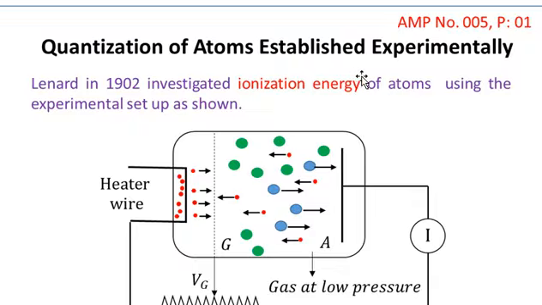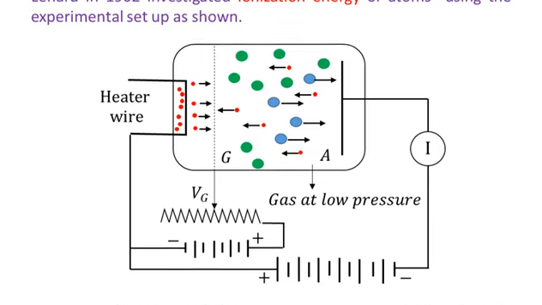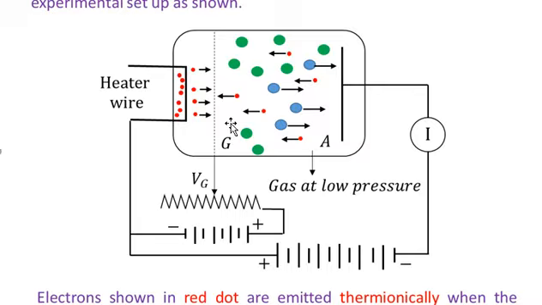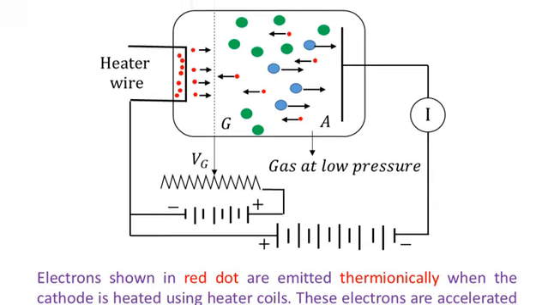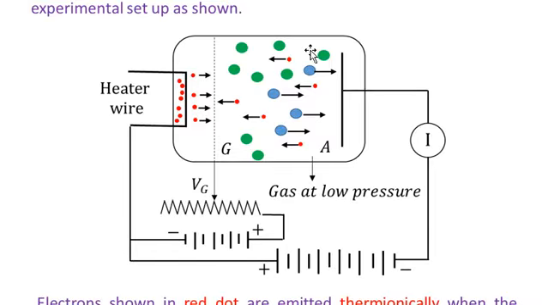Quantization of atoms established experimentally. Lenard in 1902 investigated ionization energy of atoms using the experimental setup shown. So this is the experimental setup. And in this experiment, you can see that there is a gas chamber.